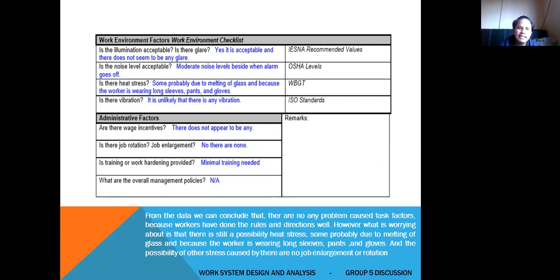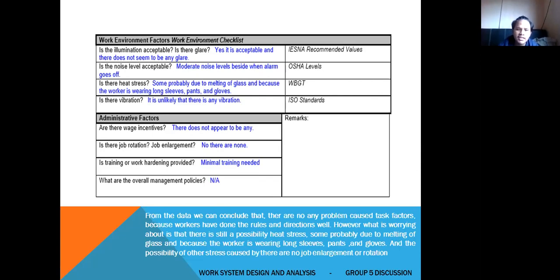Two, is the illumination acceptable? Is there glare? Yes, it is acceptable, and there does not seem to be any glare. Okay, is the noise level acceptable? Moderate noise level besides when the alarm goes off. So the noise of the glass manufacturing is less than when the alarm goes off. It seems not to be noisy as well.